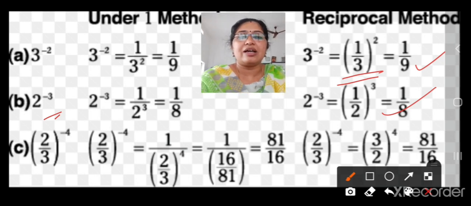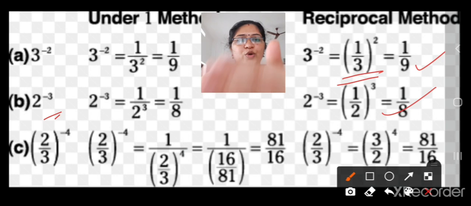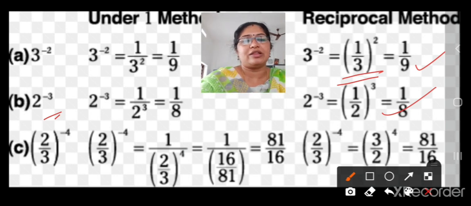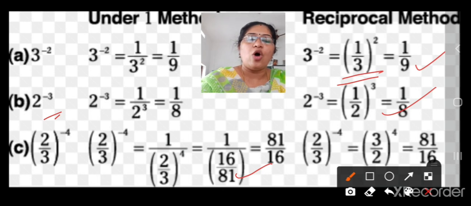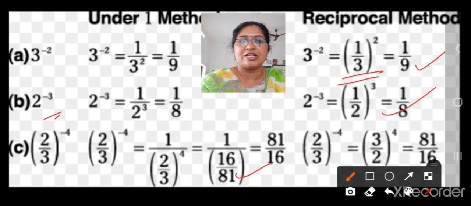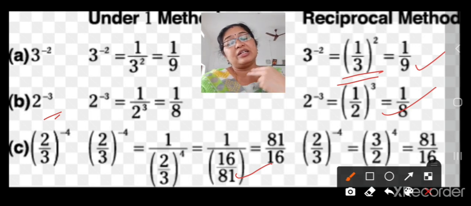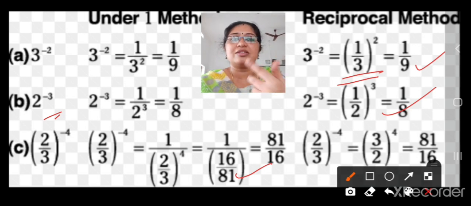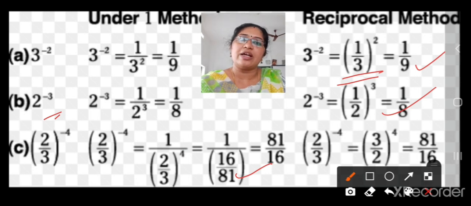Okay. Say like C question, 2 by 3 whole raised to minus 4 means you are taking its reciprocal in the right hand side and you are taking the other way, 1 by 2 by 3 whole raised to 4. So that can be written. You are finding the answer, then you are taking the reciprocal. That can be done. Or the other way, right hand side, what it is done is 2 by 3 whole raised to minus 4 means you are taking the reciprocal, that is you are writing it as 3 by 2. Then the power will change to positive. Then you can do it as usual.